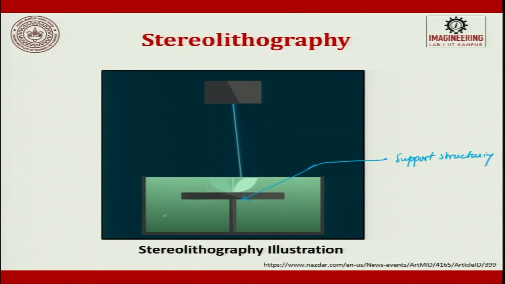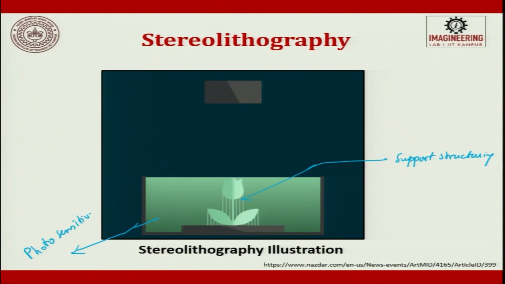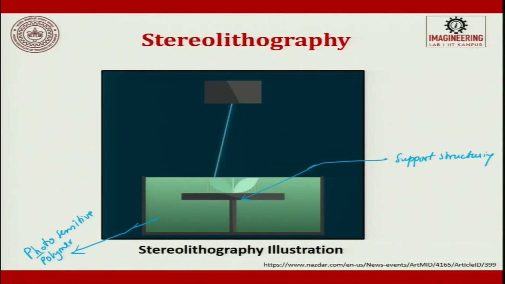So, here is a laser, and this is a photosensitive polymer. When I say photo, you can use light for curing it. Here this is the object which is formed, and these lines which are supporting the leaf and the flower are nothing but supporting structures. These supporting structures will be removed. They are used here only at the time of developing, and then they will cure it.